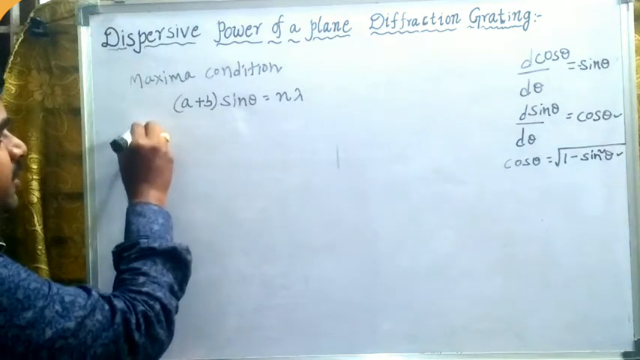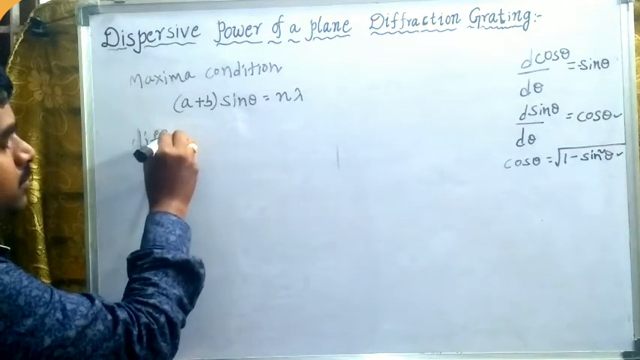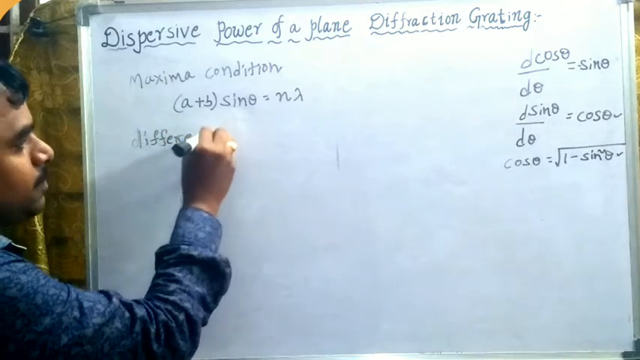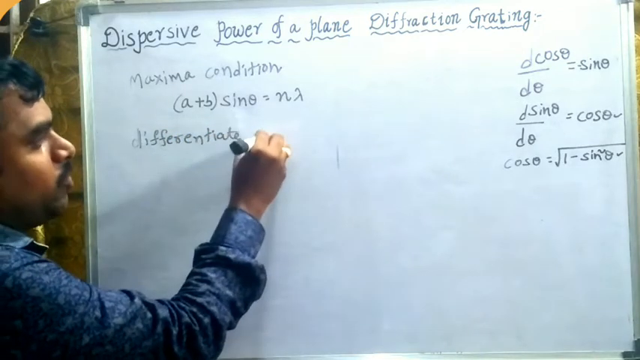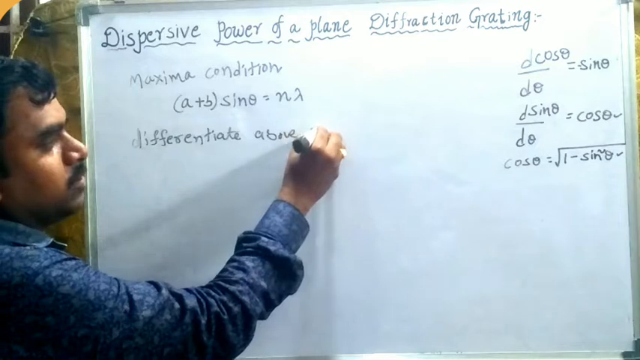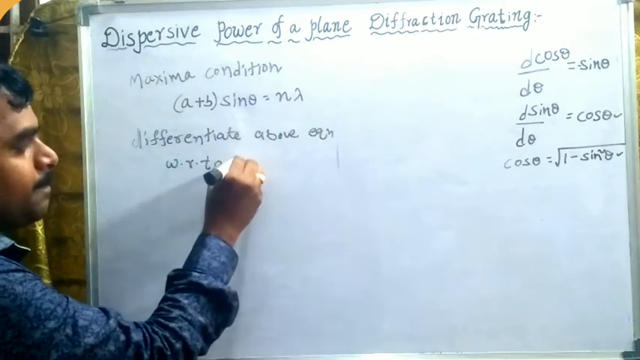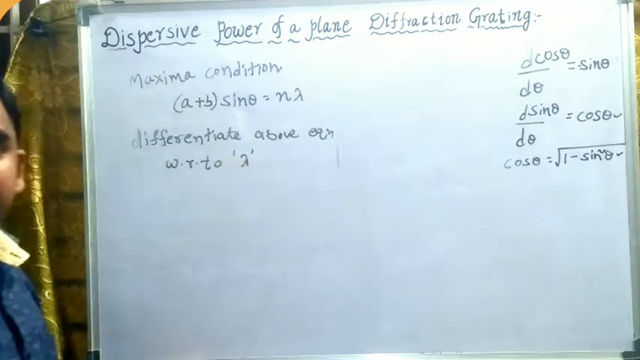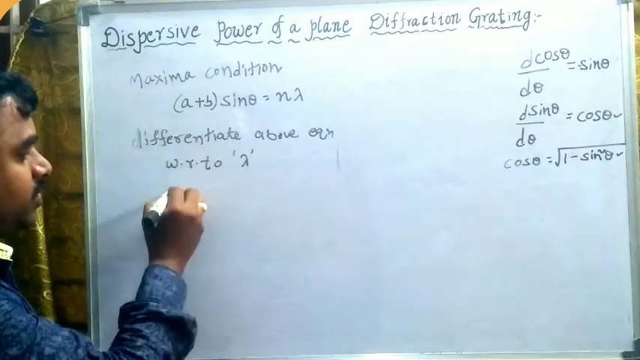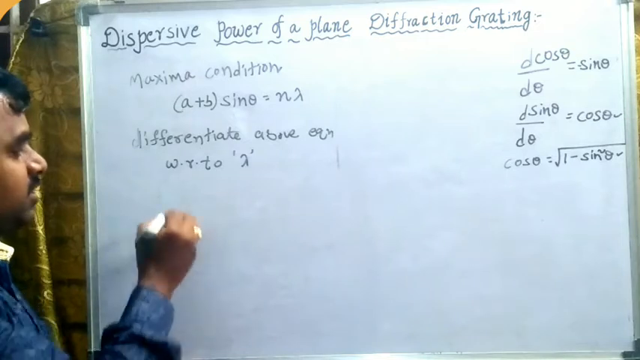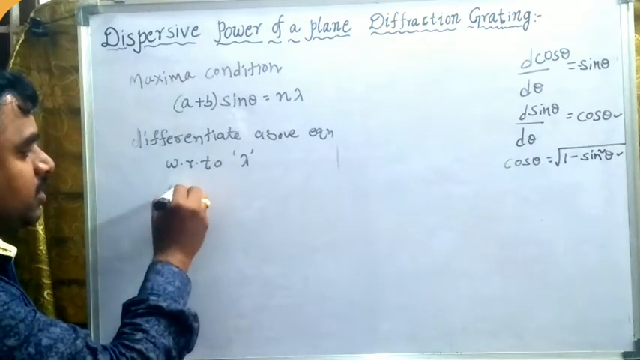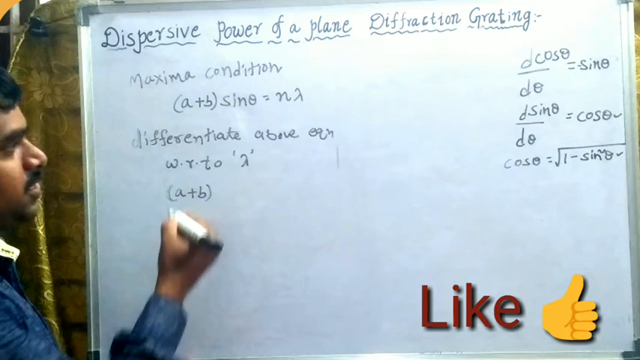That means differentiate the above equation with respect to lambda. With respect to lambda, a plus b are constant values, so nothing will change and a plus b remains a plus b.